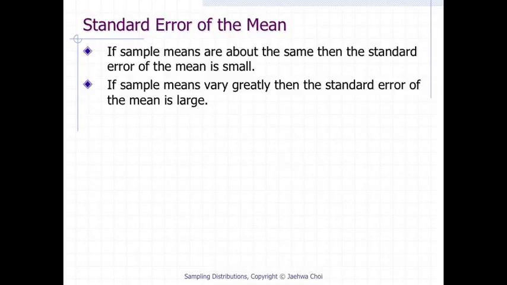The most common measure of how much sample means differ from each other is the standard error of the mean. The standard error of the mean is the standard deviation of the sampling distribution of the mean. If all the sample means were very close to the population mean and to each other, then the standard error of the mean would be small. On the other hand, if the sample means varied considerably, then the standard error of the mean would be large.